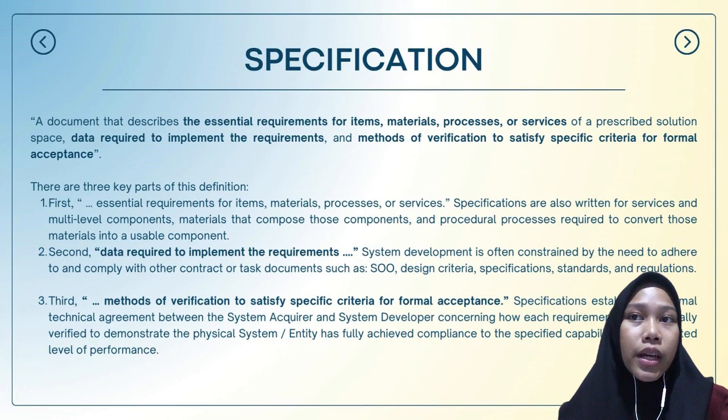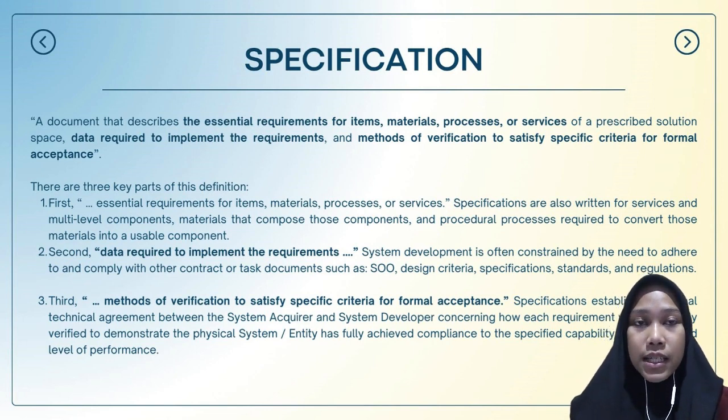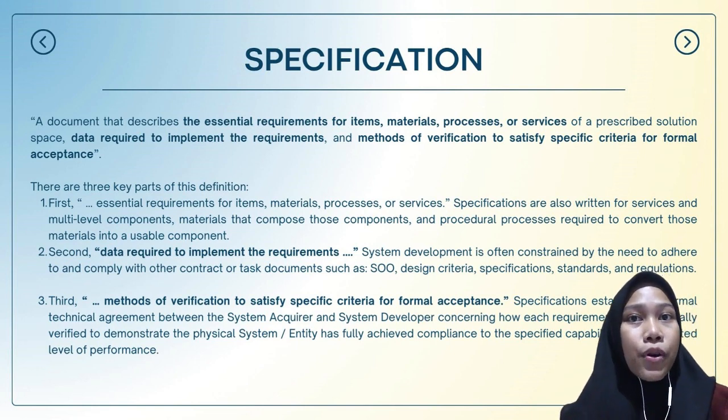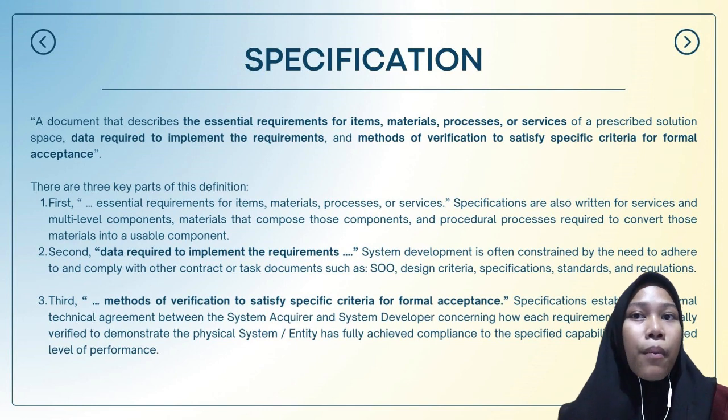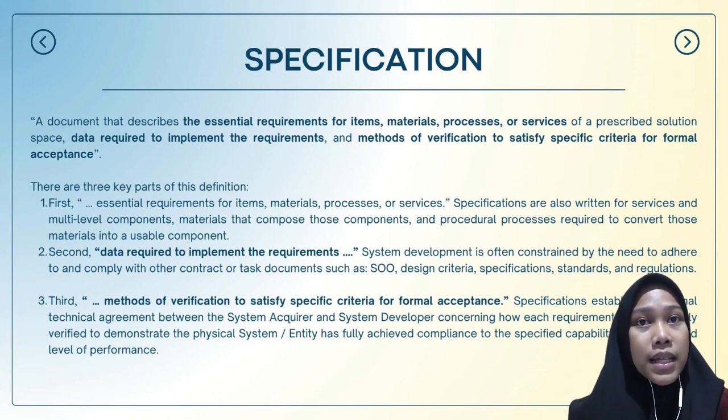There are 3 key parts of this definition. First, essential requirements for items, materials, processes, or services. Specifications are also written for services and multi-level components, materials that compose those components, and procedural processes required to convert those materials into usable components.